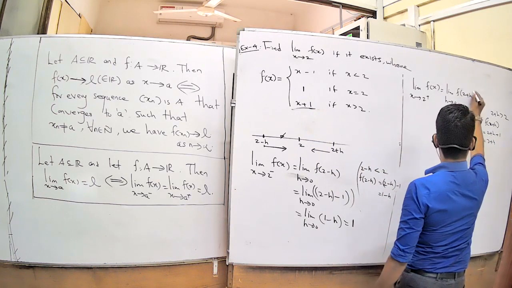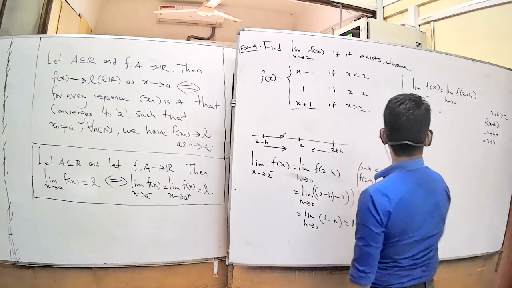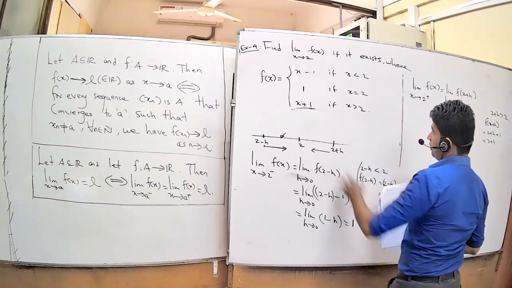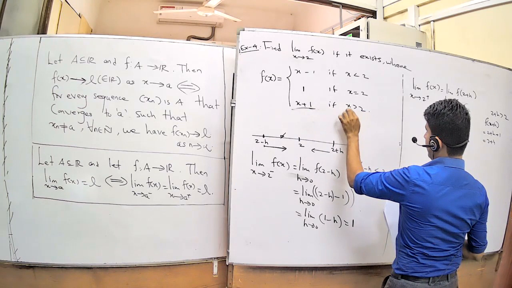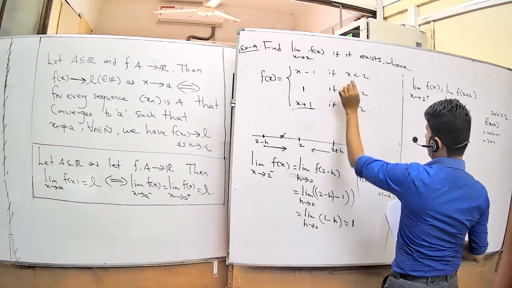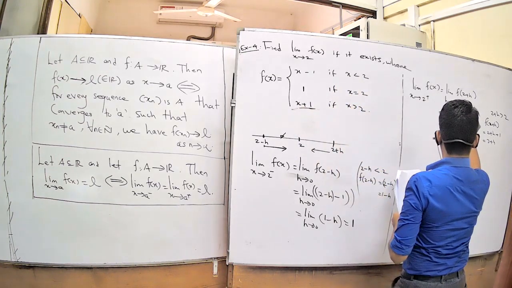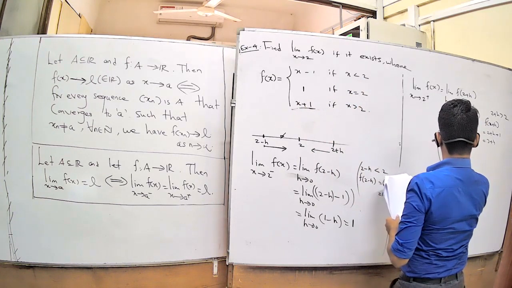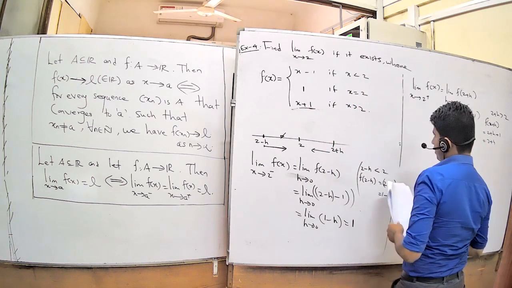Now h tends to 0, f of 2 plus h. Greater than 2, x becomes 2 plus h. Here for 2 minus h, x becomes 2 minus h. Here 2 plus h, this function means 2 plus h plus 1. Therefore, limit h tends to 0 of 3 plus h. Suppose h tends to 0, you get 3.